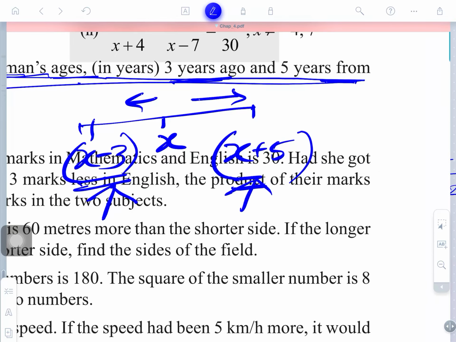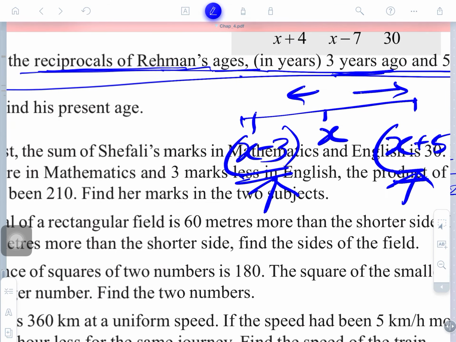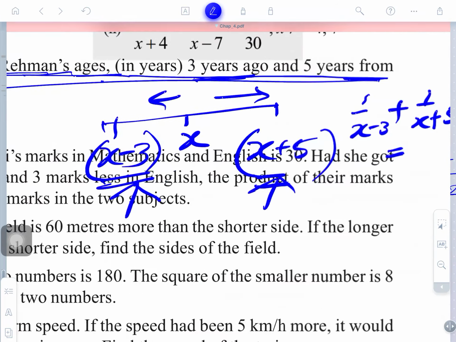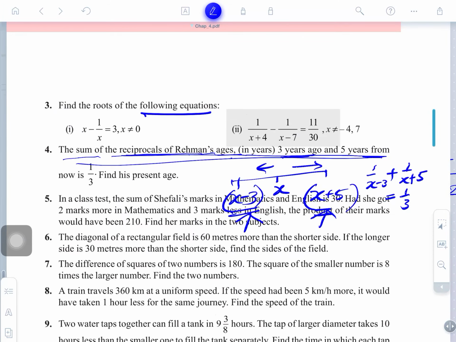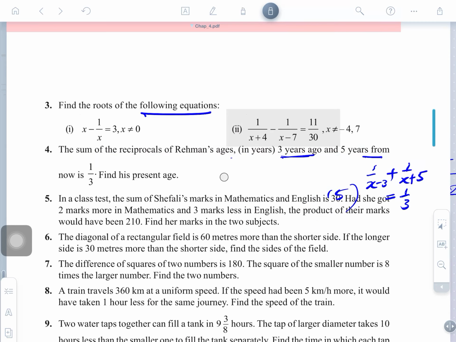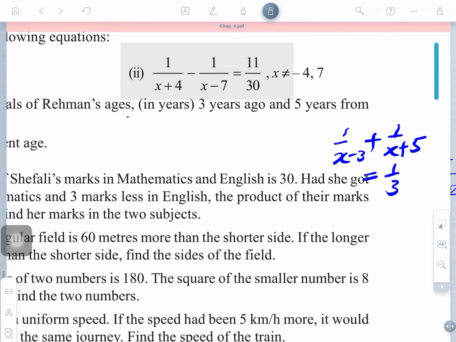So what you will do here is 1 by x minus 3 plus 1 by x plus 5 is equal to how much? It is saying 1 by 3. Now there is an equation before you, solve it and you will obtain the answer. But what is the method of solving the question? Let the present age of Riemann be x. So the age 3 years ago is x minus 3, the age after 5 years is x plus 5. According to the question, their sum is this. Now solve and obtain the answer. Can you solve this or not? Okay, see the next, please.